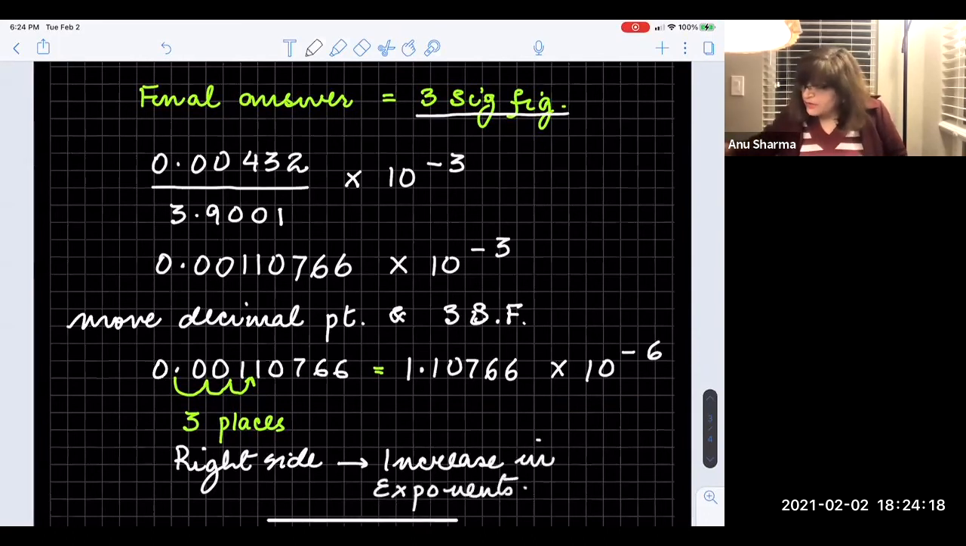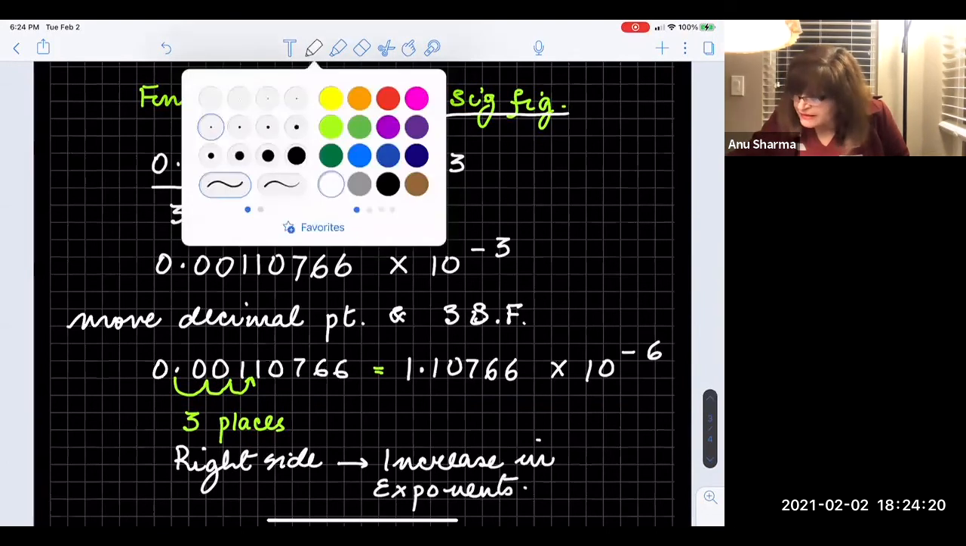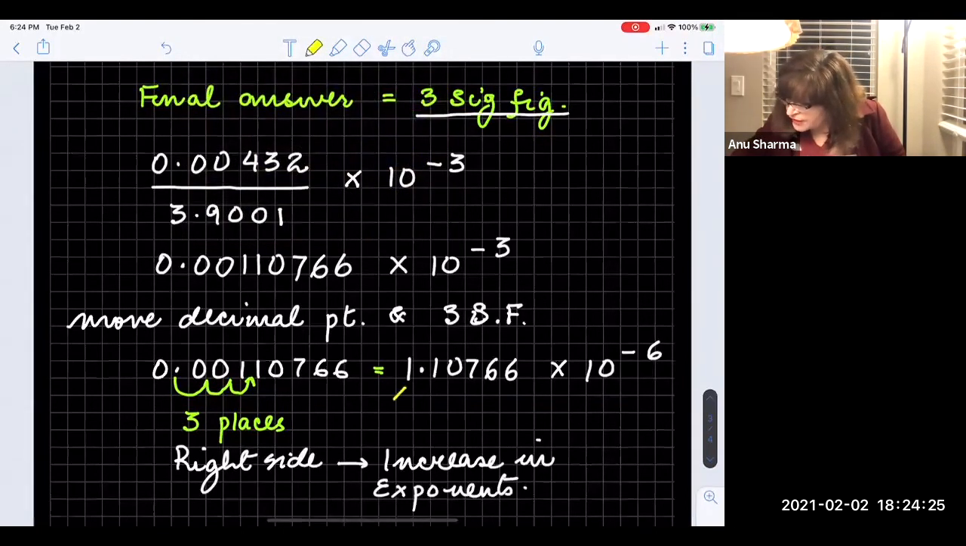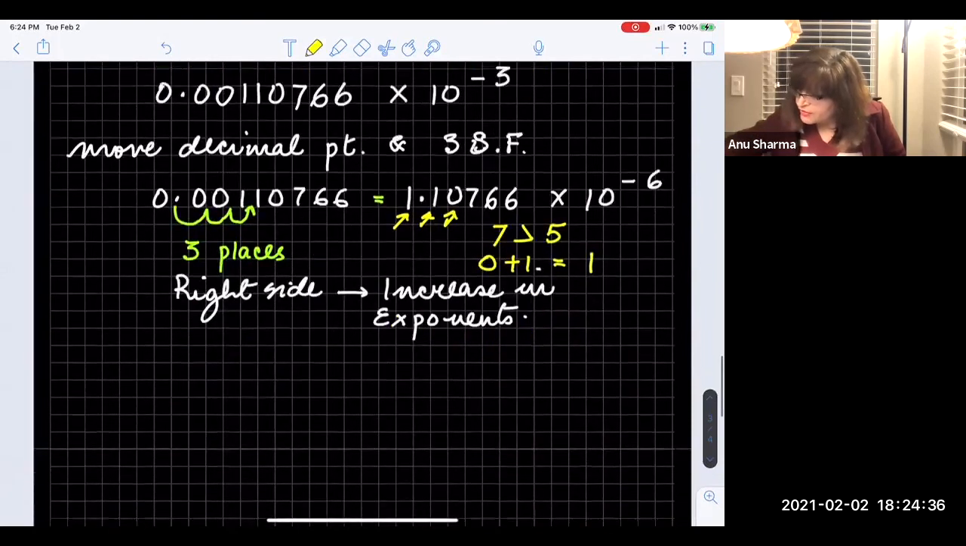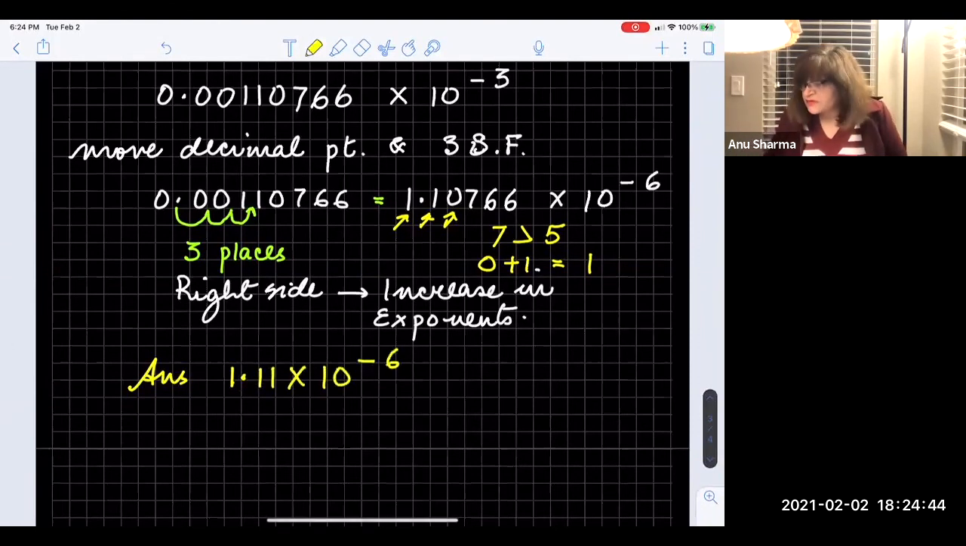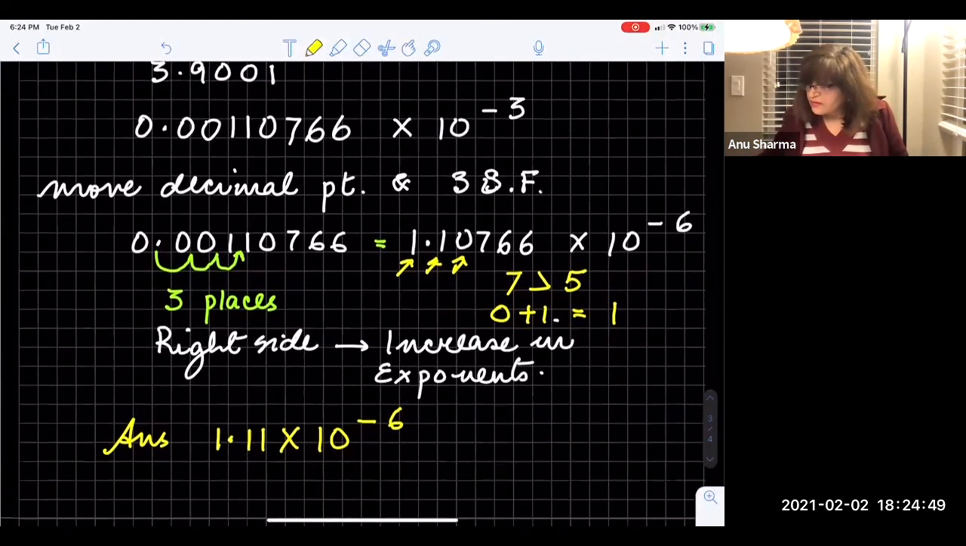All right, now we need to bring it to three significant figures. So we need to keep 1, we need to keep 2, and we need to keep this place also. But 7 is more than 5. Therefore, 0 plus 1 becomes 1. So now your final answer is 1.11 into 10 to the power negative 6. Okay? Got it, guys?